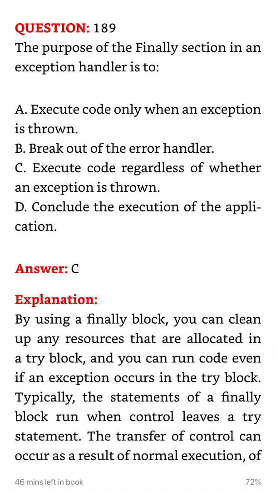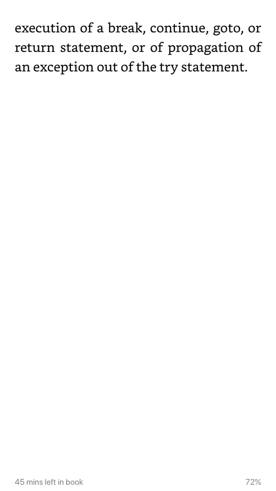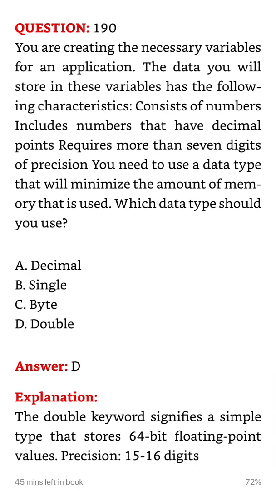Typically, the statements of a finally block run when control leaves a try statement. The transfer of control can occur as a result of normal execution of a break, continue, goto, or return statement, or a propagation of an exception out of the try statement.